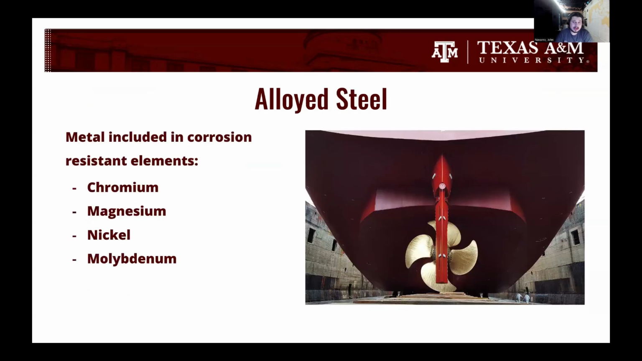In this picture, it shows the bottom of a ship, and I think it's pretty important in the shipping industry to use alloyed steel for the bottoms of boats so they can prevent against corrosion. Through the use of alloyed steel, we're able to create corrosion-resistant ship bottoms or ship materials. The reason is that we mix trace amounts of elements like chromium, magnesium, nickel, and molybdenum into the steel to create these alloys.